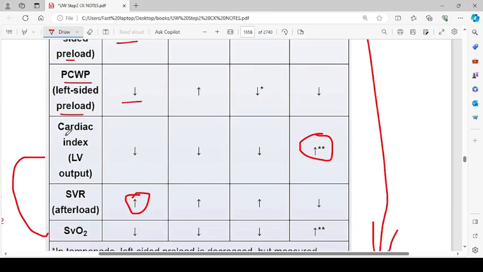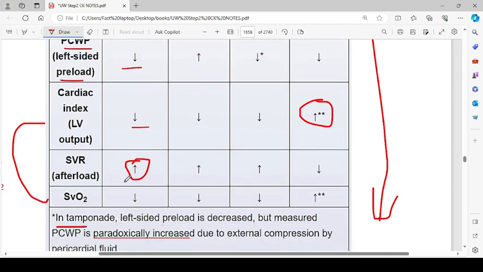For the same logic, cardiac index, that is left ventricular output, will be decreased. Systemic vascular resistance will be increased. It is a sympathetic response in an attempt to maintain the blood pressure, and SvO2, which is the venous oxygen content, it will be decreased. Why so? Because in shock the tissues are not getting ample oxygen, right? Because there is hypovolemia, so whatever blood is there, the tissues try to extract as much oxygen as possible. So the SvO2, that is the oxygen in the venous blood that returns to the heart, will decrease.